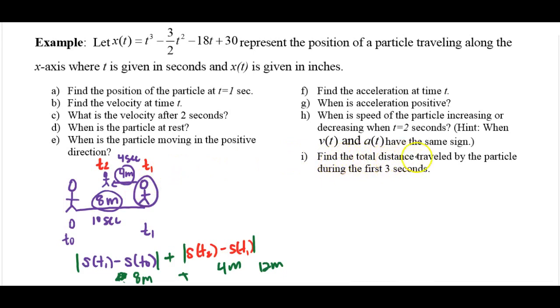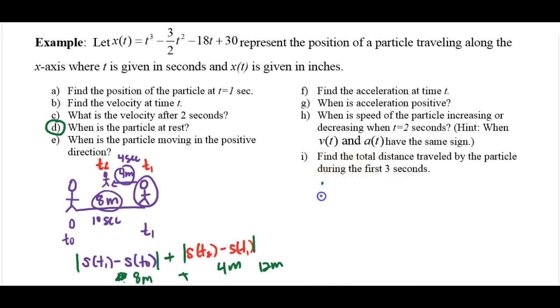So if I want to know the total distance traveled by the particle during the first 3 seconds, I need to ask myself whether or not this particle stopped during the first 3 seconds. Because if it started at an origin location and then moved to the right and then stopped sometime between 0 and 3 seconds and went back, I would need to add up more than one distance. So we actually answered the question of when the particle was stopped in part D, when the particle is at rest. It turned out that the particle was at rest at 3 seconds. So that was the first time the particle stopped, at 3 seconds.